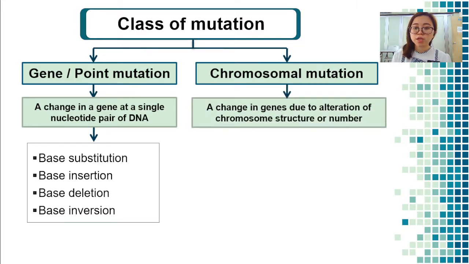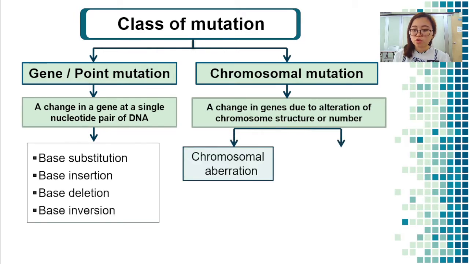For chromosomal mutation, it is a change in the genes due to alteration of chromosome structure or number. Okay, dia akan memberi efek pada bentuk ataupun bilangan kromosom. And this can be divided into chromosomal aberration or chromosomal structural mutation.